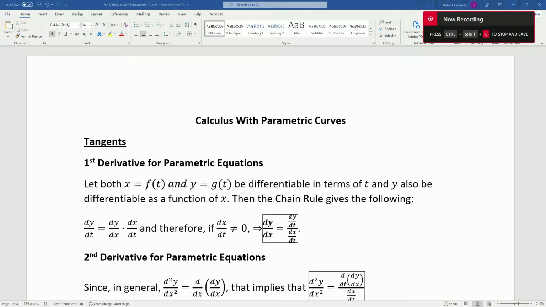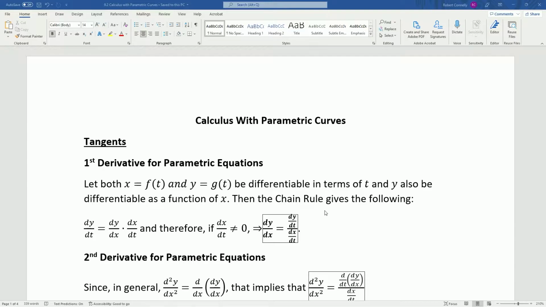Hello everybody, and welcome to our video on calculus with parametric curves. So we're really just going to talk about the standard problems that we want to solve using calculus. So derivatives, area problems, things like that, but within the context of these parametric equations that we talked about in the last video. So first let's start with tangents.